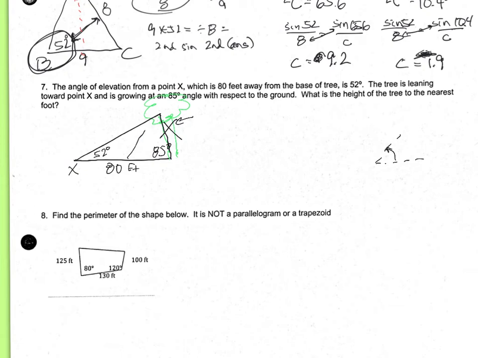And we need to know what this is because then we can set up law of sines. So subtract 180 minus 52 minus 85. Your missing angle is 43 degrees. And now we're ready to go.